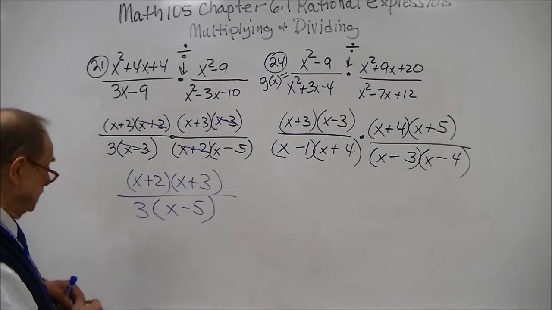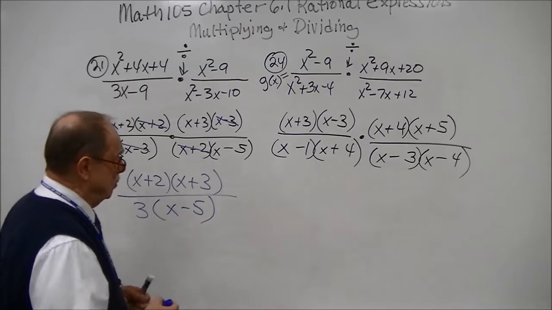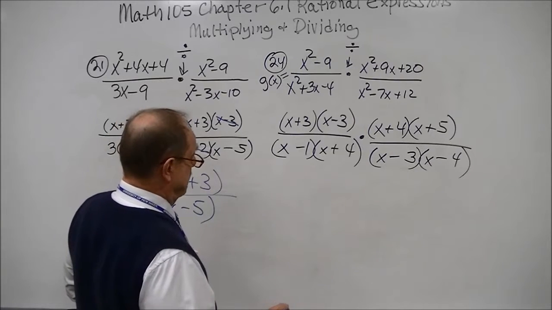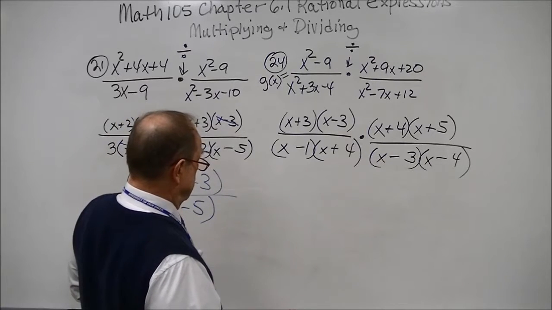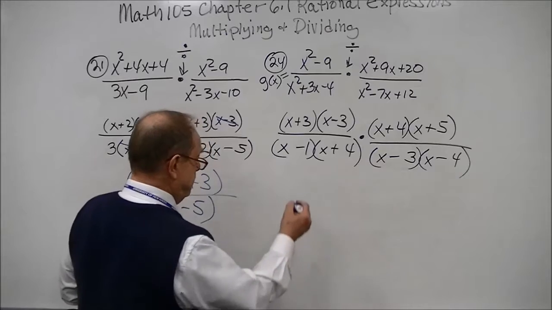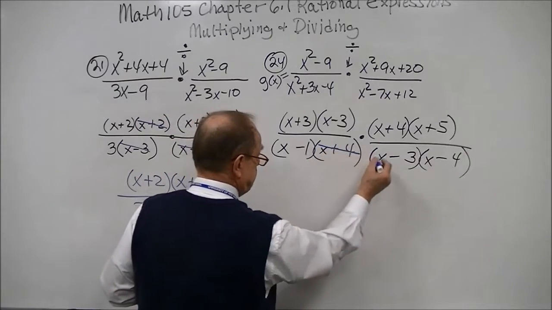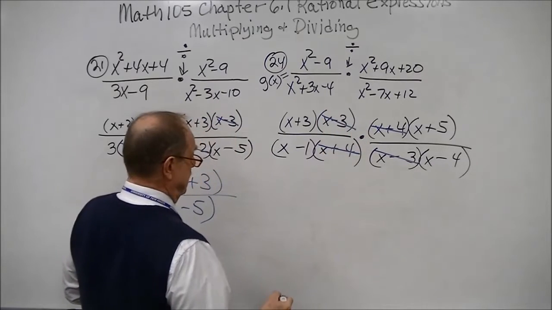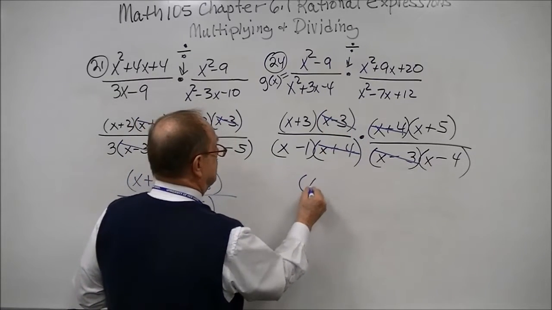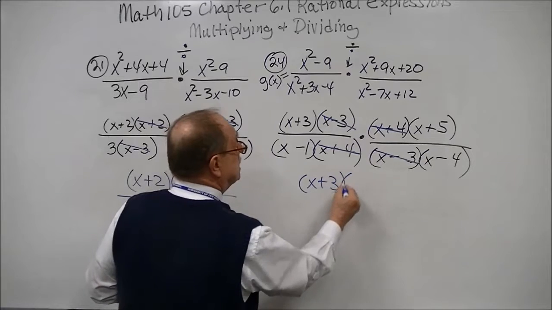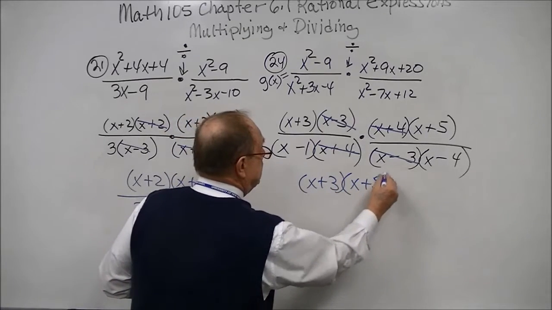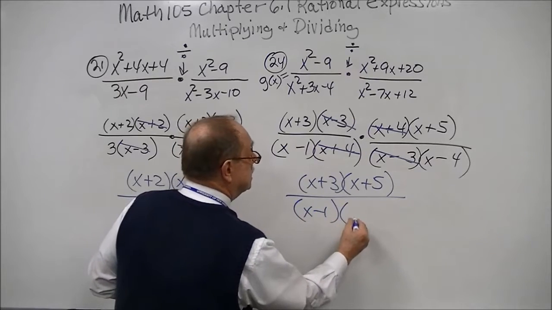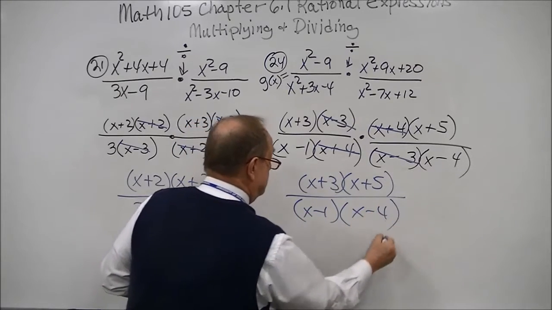So what do you do now? Well, what are common factors? And I see this one, and this one. And that's about it. So x plus 3, x plus 5, over x minus 1, x minus 4.